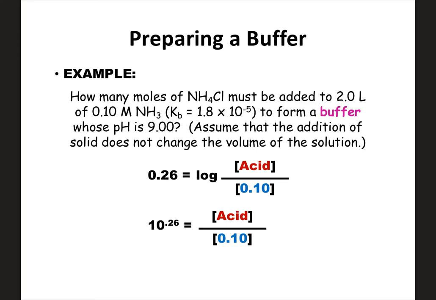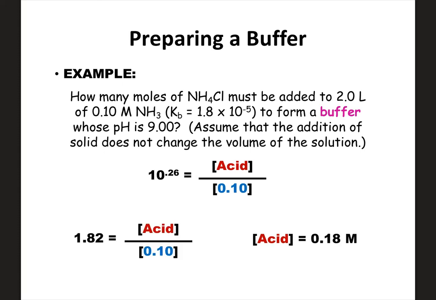So make sure you understand the math here. To get rid of the log on the right, I do 10 to the power of the number on the left. So 10 to the power of 0.26, I'll get a number, and then I can continue the problem here. When I do the math, 10 to the power of 0.26 gives me 1.82. So now you just need to cross multiply, and then you get the concentration of the acid here.